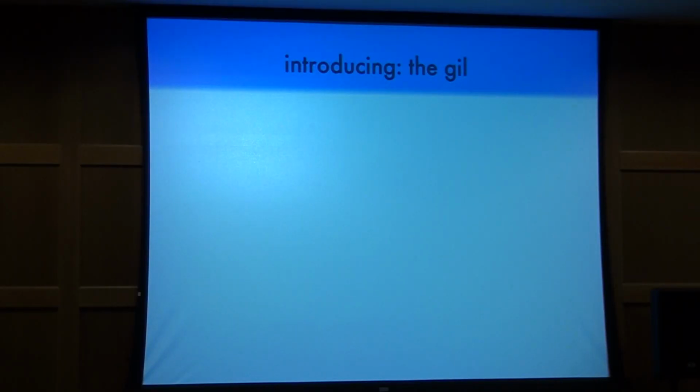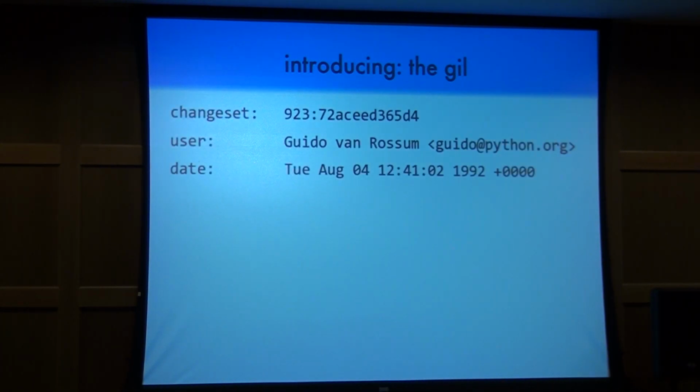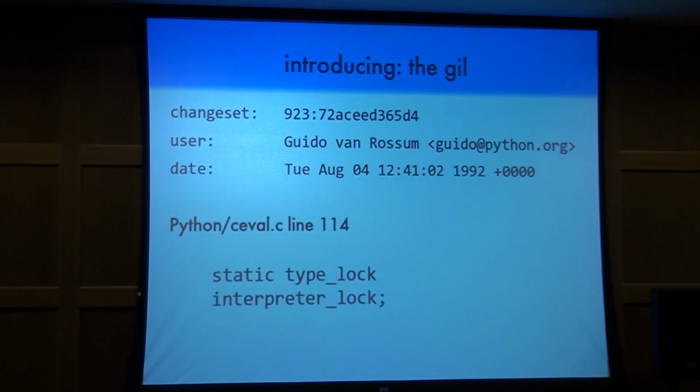He added something he called the global interpreter lock, or the GIL. Almost 2 years to the day that the Python repo was created, the GIL was added. This is the check-in number 923 from August 4th, 1992. And this is the really salient bit. This is the global interpreter lock. It's of type lock, which is something that he added to make it cross-platform. It's static, so there's only one of them, and it's kind of hidden from the world, and it's called interpreter lock. It doesn't have the word global in it, but it is the global interpreter lock.